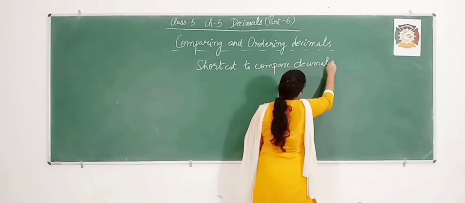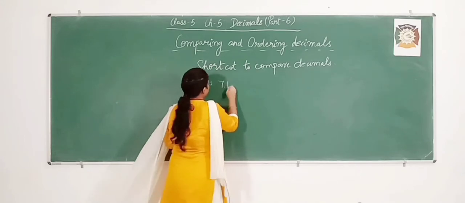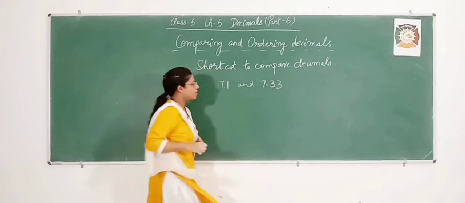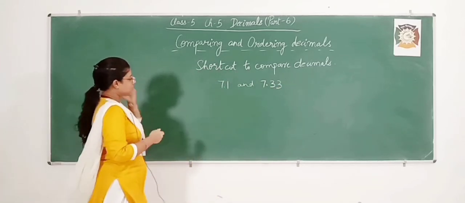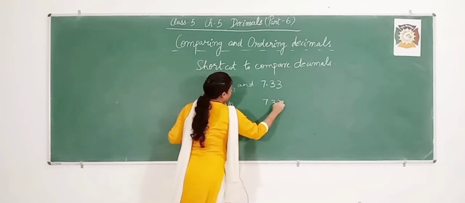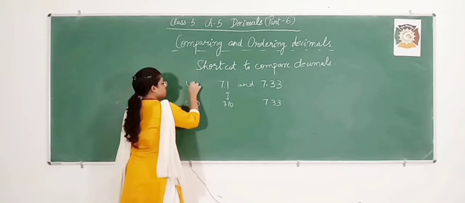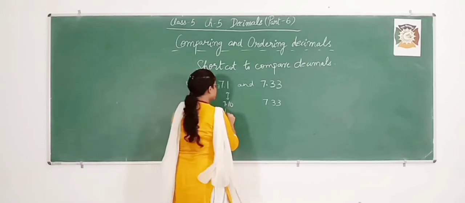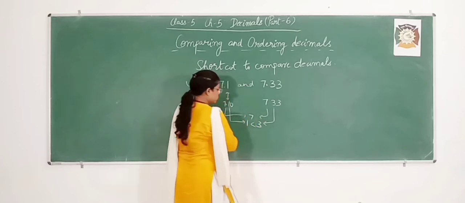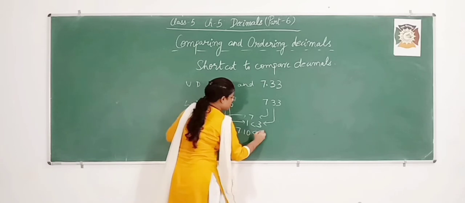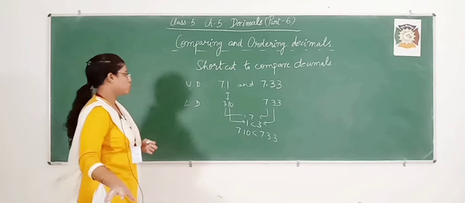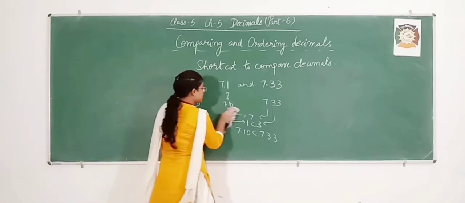For that, I am going to take an example of 7.1 and 7.33. Okay students, since they are unlike decimals, in the first step you will make them like by putting a 0 here. Now we have obtained like decimals. You will compare these two. 7 is same, 1 is less than 3, so this number is lesser than 7.33. But without doing these steps, you can apply a shortcut like this.